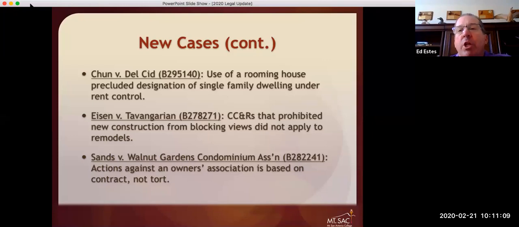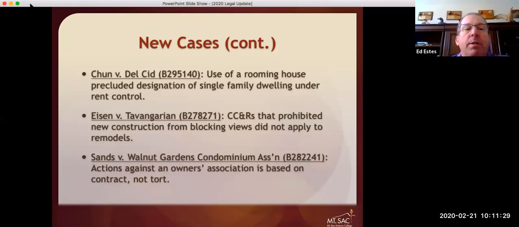So as many of us know, many new developments will be done within a planned community, and they will have CC&Rs that cover this. So the court ruled on the CC&R provision very strictly. It covers new construction, but does not cover a remodel.